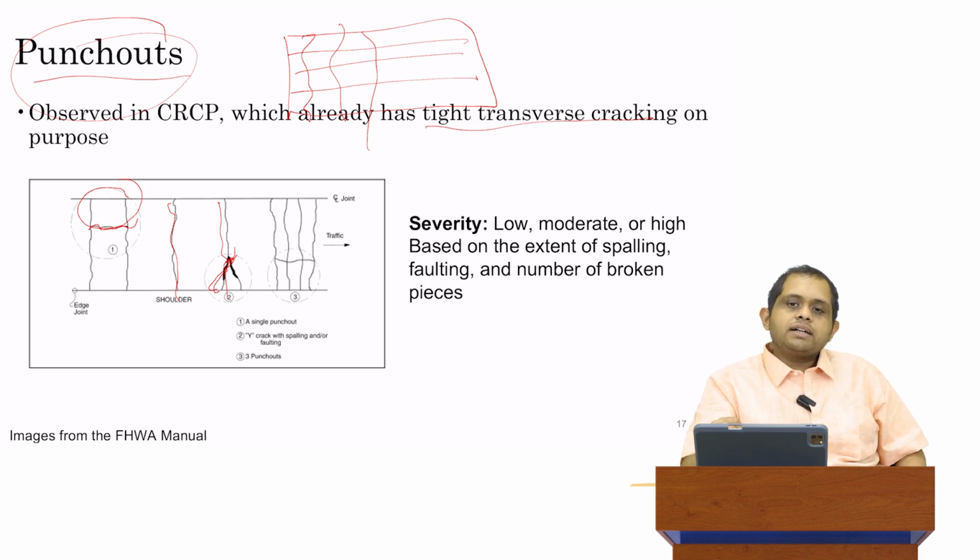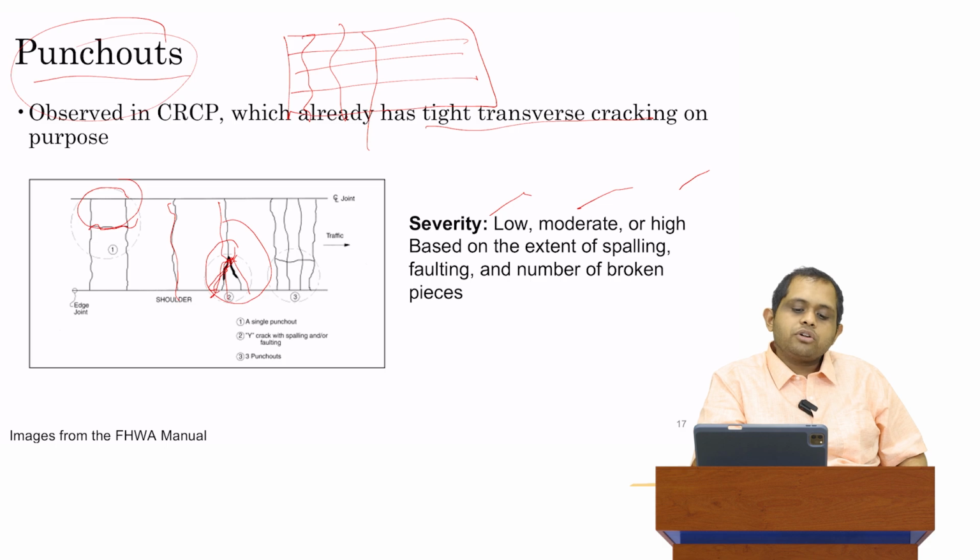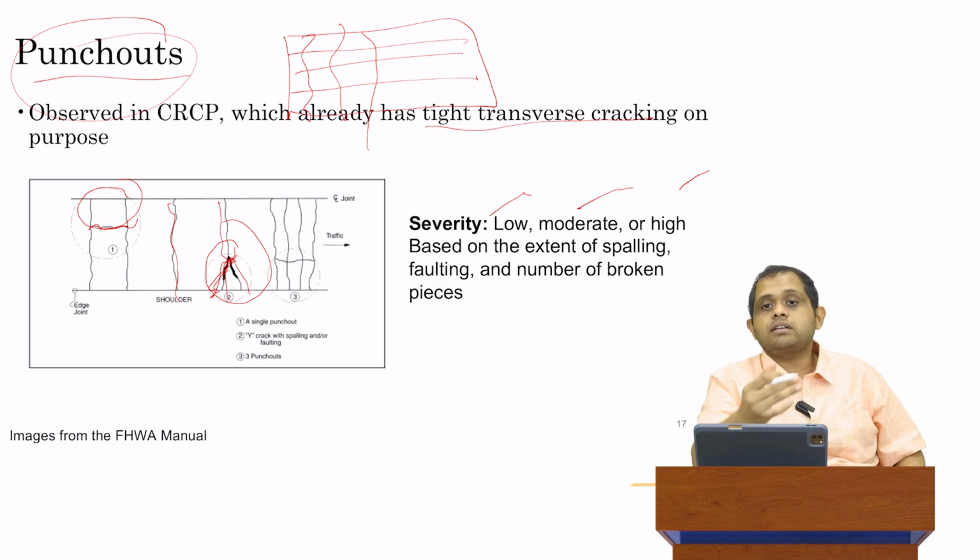So similar to other types of distresses, we can have low, moderate, and high severity punch outs. Now that is based on the extent of spalling. For example, what you see in this diagram over here, not only do you have two transverse cracks which have intersected in this Y sort of shape, but along the cracks, the crack width is no longer small. A fair amount of spalling has actually happened. And so because of that, you've got a more serious punch out, and the loss of the materials can cause detachment.